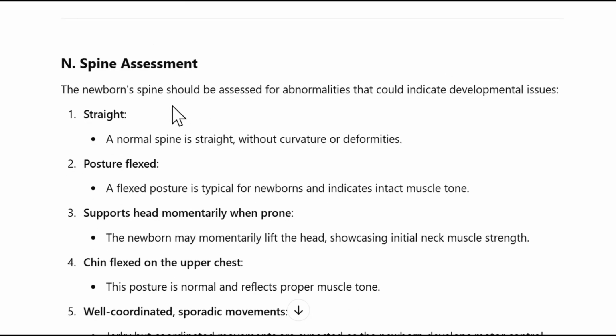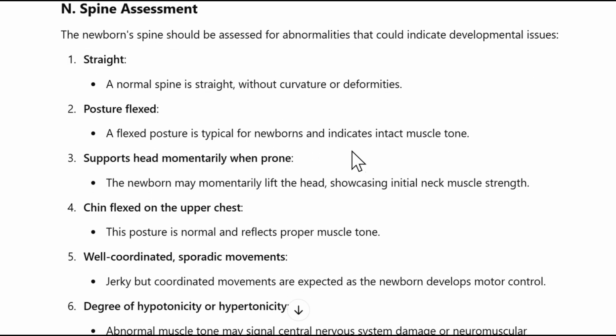Spine assessment. The newborn's spine should be assessed for abnormalities that could indicate developmental issues. 1. Straight. A normal spine is straight without curvature or deformities. 2. Posture flexed. A flexed posture is typical for newborns and indicates intact muscle tone.